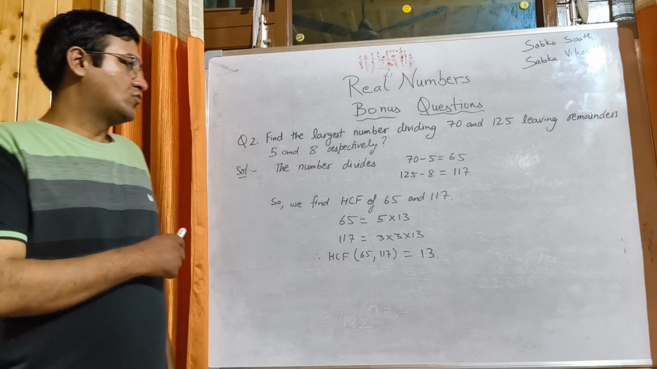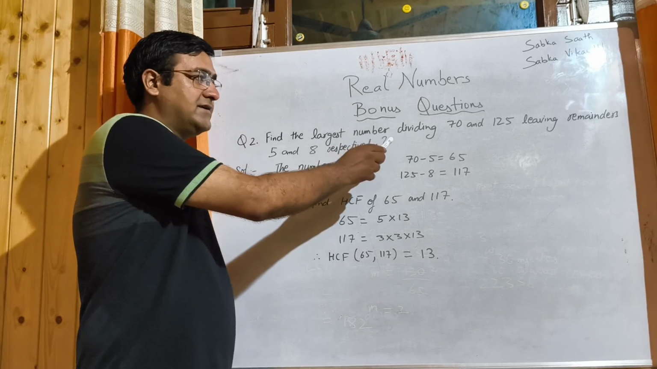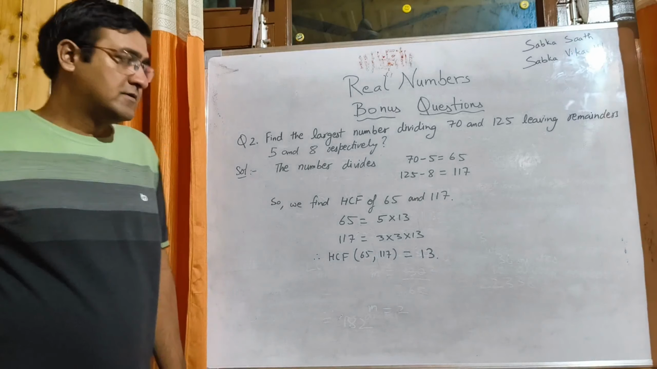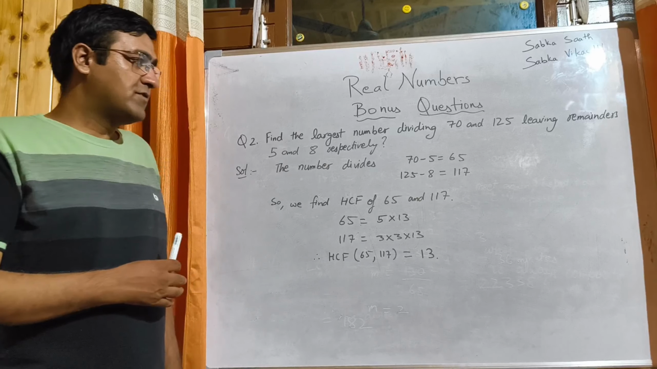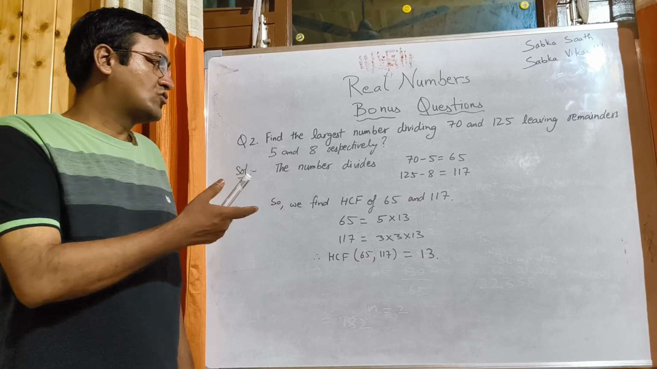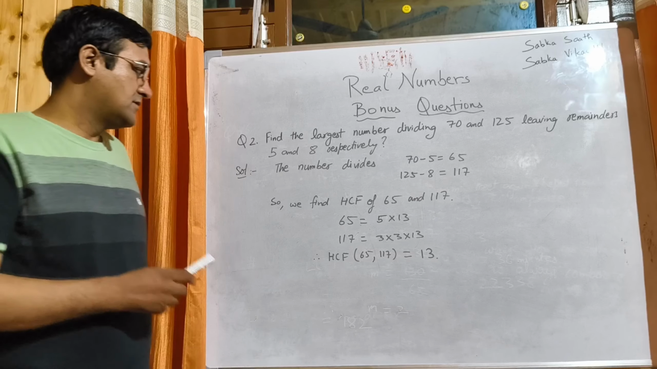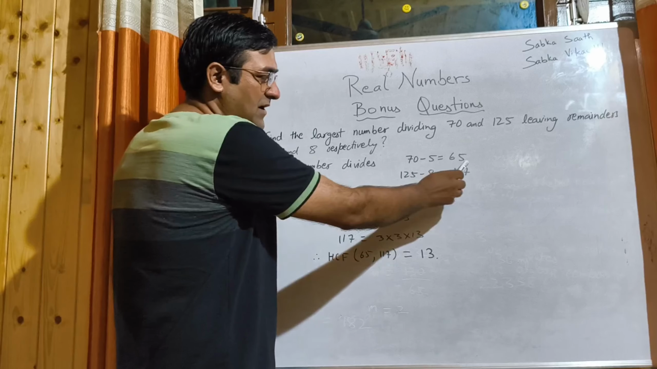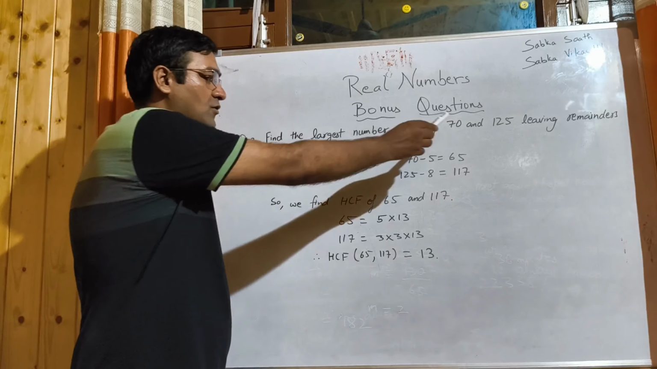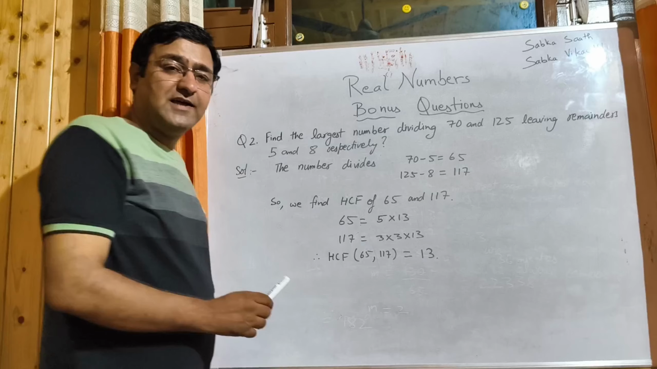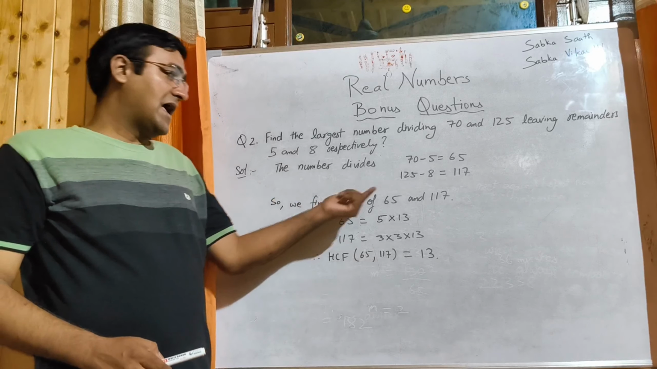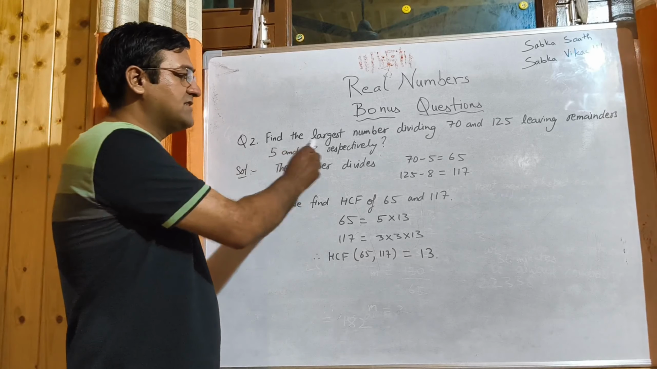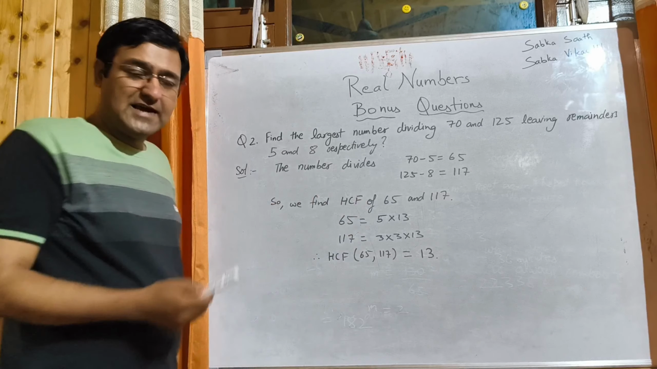Now the bonus question 2 is: find the largest number dividing 70 and 125, leaving remainders 5 and 8 respectively. So in order to solve this question, we have to understand what the numbers actually would be that are divided by the largest number. The number dividing 70 leaves the remainder 5. So 70 minus 5 would be 65. And similarly, 125 minus 8 would be 117. So we have to find the HCF of 65 and 117. Why the HCF? You can remember the trick from earlier. It says find the largest number, so we have to find the HCF.